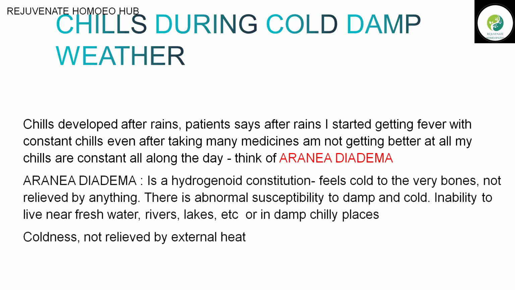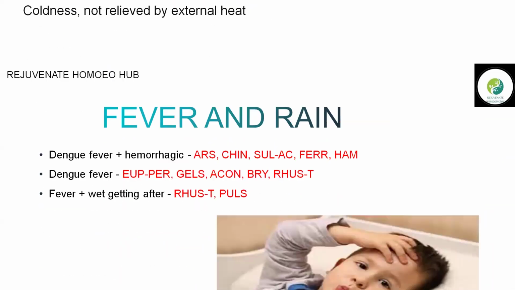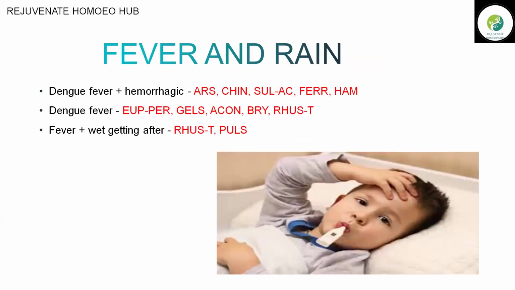See here, coldness not relieved by any external heat, that is Arnica diadema. Coming to fever, dengue fever with hemorrhagic: arsenic, china, sulfuric acid, ferrum, and eupatorium. Dengue fever: Eupatorium perfoliatum, gelsemium, aconite, bryonia, and rhus tox. Fever after getting wet: the two remedies are rhus tox and pulsatilla.